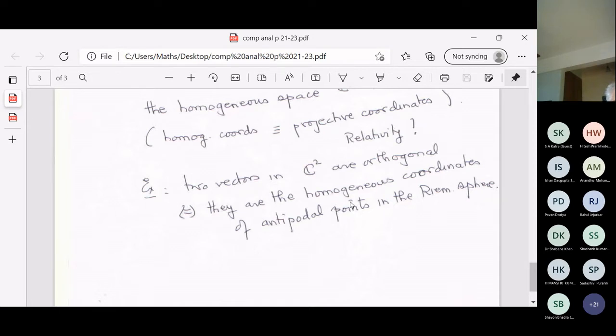two vectors in C2 are orthogonal. Orthogonal, you mean what? There's an inner product in C2. What is the inner product? It's that the inner product of (Z1, Z2) with (W1, W2) is equal to... Now, this also is a difference.